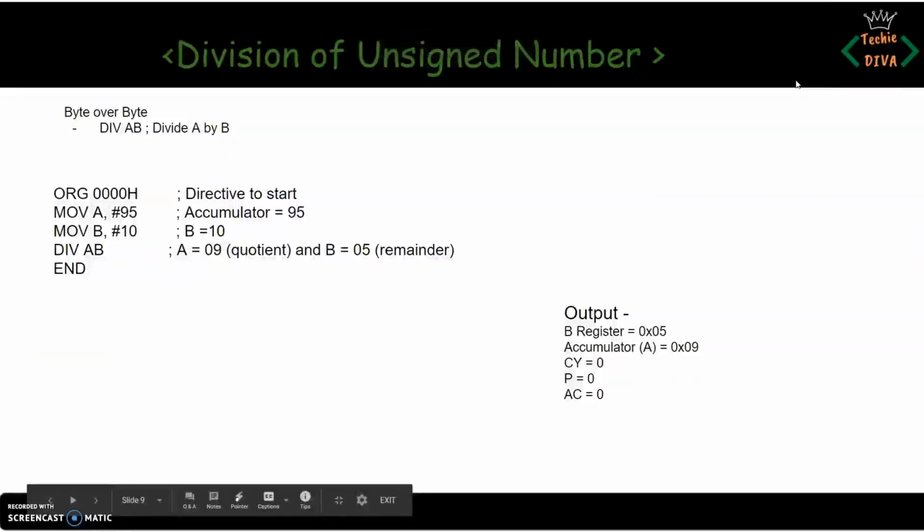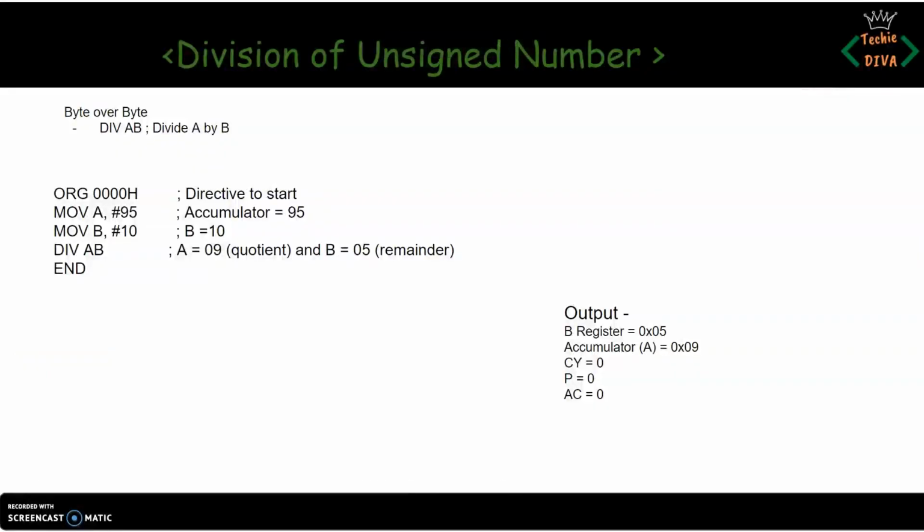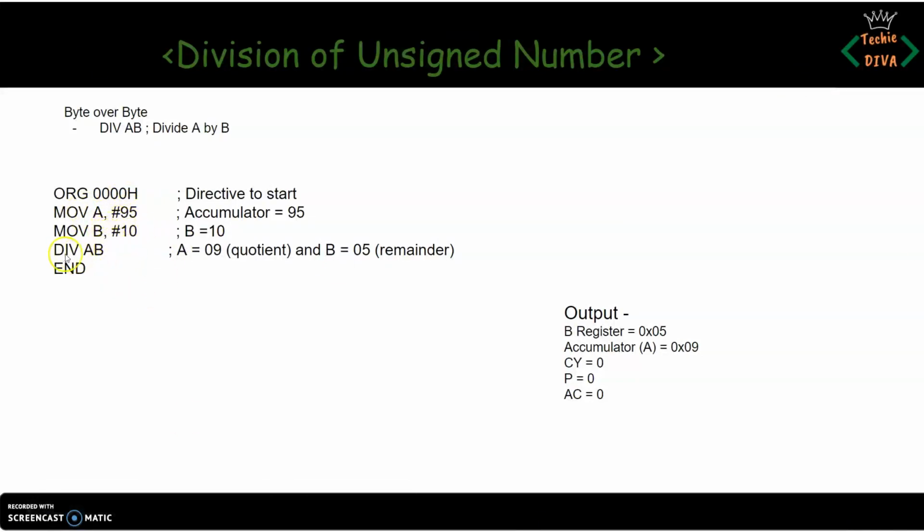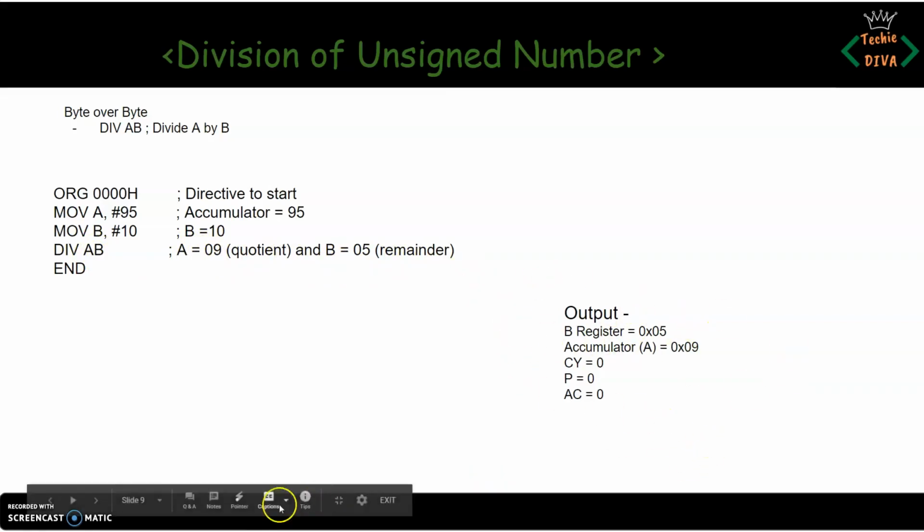Now let us see how we will perform the division of two unsigned numbers. We have a command called DIV AB, that means divide A by B. And here is the program. First we store 95 in accumulator and 10 in B register. Then we perform DIV AB, and after division the accumulator will hold the quotient and the B register will hold the remainder. Here is the output, and now let us check if this is true.